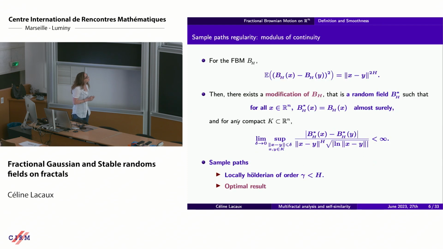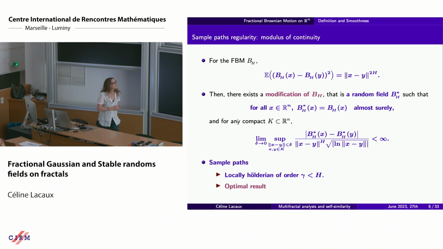I explained that the sample path smoothness is a consequence of the behavior of the variance of an increment, and for fractional Gaussian motion it is quite easy to see that the variance of an increment only depends on the distance between x and y, and it is this distance to the power 2H. From this, you can deduce that, up to changing B_H a little, you can give a control of its increments. What do I mean by up to changing B_H?